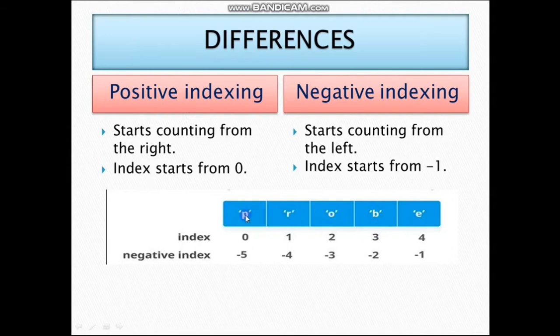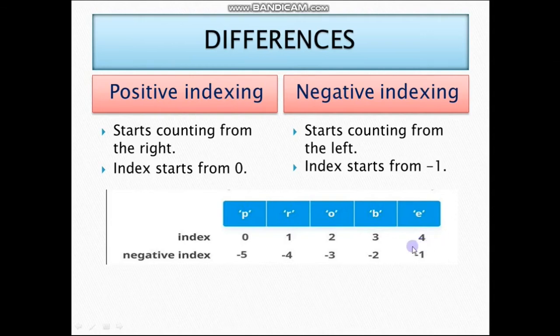Now talking about index, the first thing is the positive index, and as I mentioned earlier, the positive index starts from 0 and it starts from the right. So the first block, which consists of P, and since it's right, it consists of the index 0. Then the next block, which consists of R, consists of the index value 1, and so on up to 4.